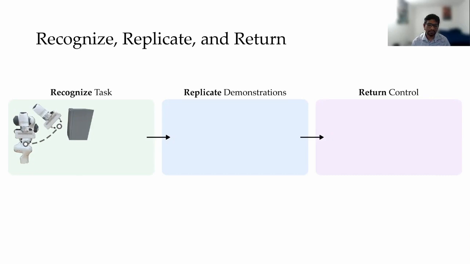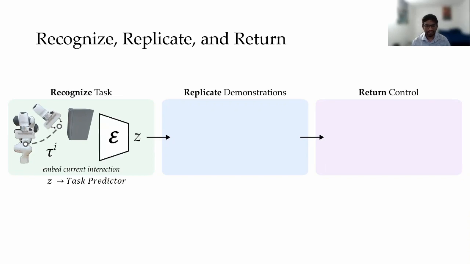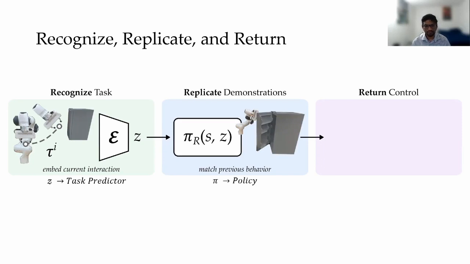So first, let's talk about recognize. Consider that a human is trying to open a refrigerator door, as seen here on the left. The robot collects the state action pairs from this interaction tau I and embeds it into a latent variable Z using an encoder epsilon. Here you can think of this as a compact representation of the task at hand, or a task predictor. Once the task has been embedded, the robot can develop a policy pi. This policy maps the current state and task Z to an action that matches previous behavior.